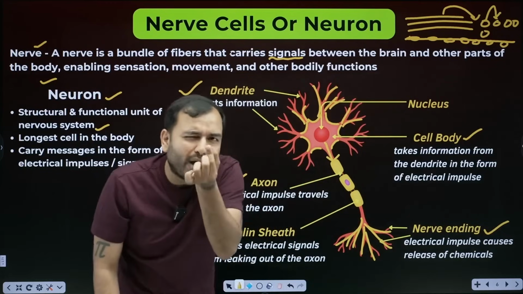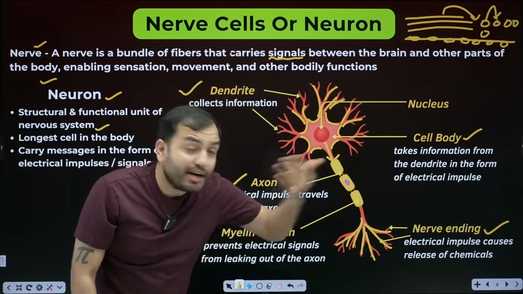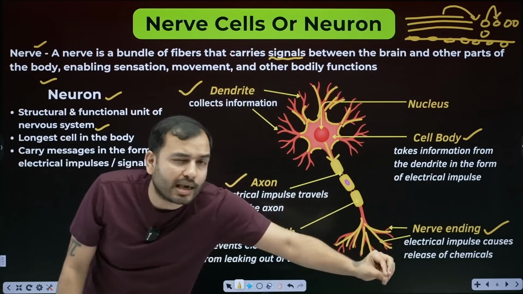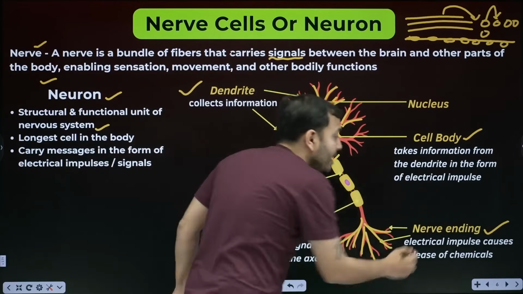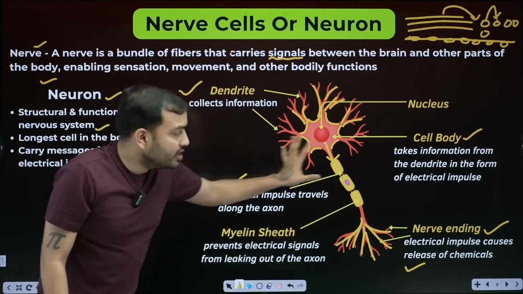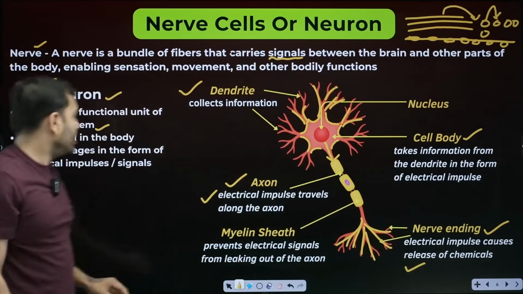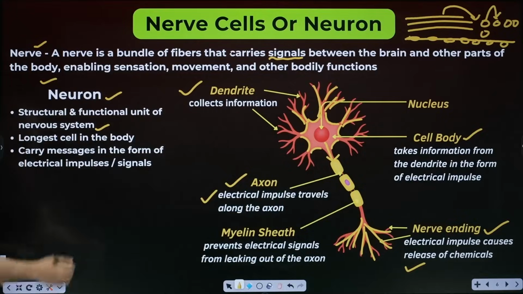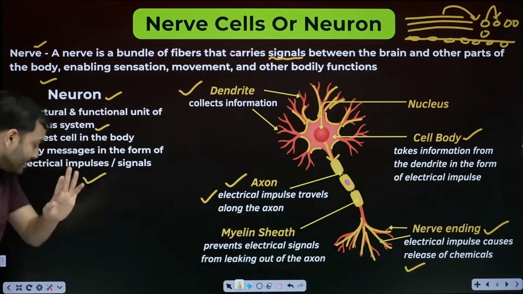The next cell is a little under the microscope, but a little bit far. So the current won't go, right? So what do they do? In the last part, they release some chemicals. The nerve ending's job is that the electrical impulse causes the release of chemicals. So this entire story is about our neuron. What is written? It carries a message in the form of an electric impulse or signal.